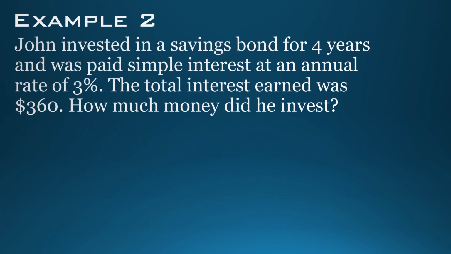Now let's look at a second example. John invested in a savings bond for 4 years and was paid simple interest at an annual rate of 3%. The total interest earned was $360. How much money did he invest? Well, in this scenario, we have our formula, I equals PRT, except something else is missing that we remember from last time. They gave us the amount of interest that was earned, which is I, and they gave us the rate, and they gave us the time. What they didn't give us was the principal.